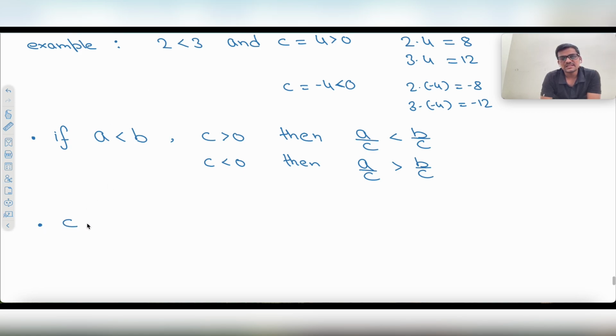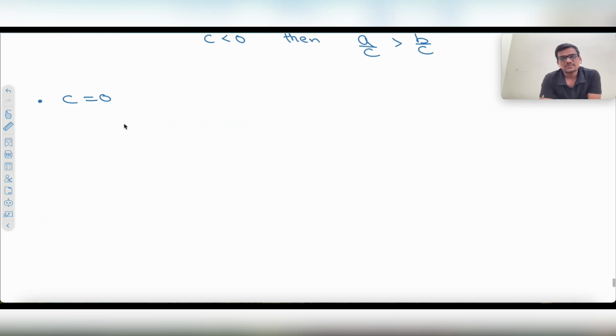So if C equal to 0, then suppose we have A less than B. If you multiply C on both sides of the inequality, what will come? A into 0 and B into 0. Now see, these both are equal to 0. So if you see here, the inequality is removed, vanished. So that's why we never use C equal to 0, right?